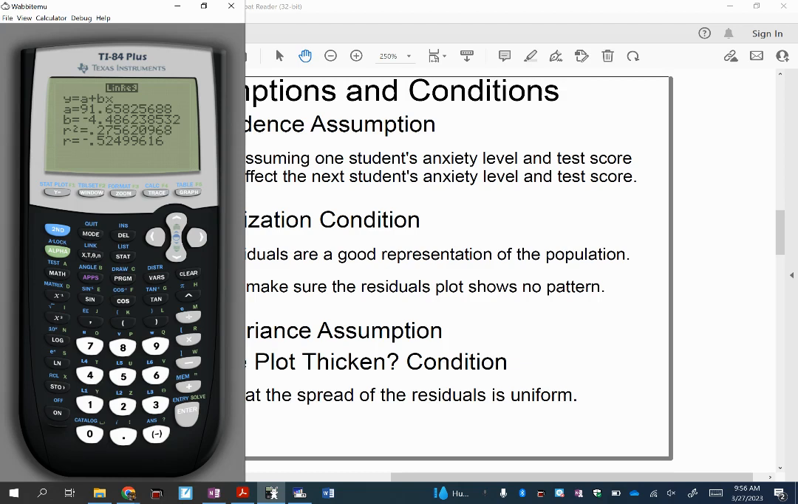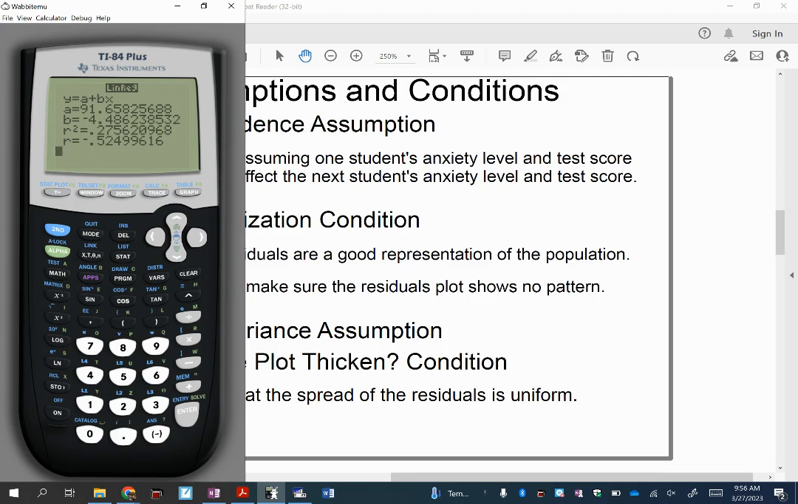The test score. And what do I put on top of it? It's been a while. What else do I have? All right. Equals. Then I'm going to put the y-intercept of 91.658. And you can round. I don't care about the rounding here. Minus 4.486 times your anxiety level. It has been a long time.